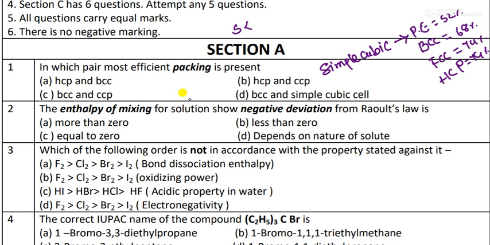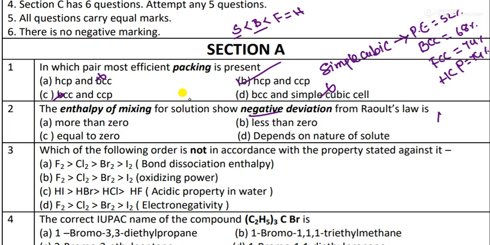You can see the order is simple cubic, BCC, FCC, and hexagonal close packing. Simple cubic is there, remove it. BCC is there, remove it. So what remains are the HCP and CCP, which have the highest packing efficiency. Look at the next question, the answer is B.